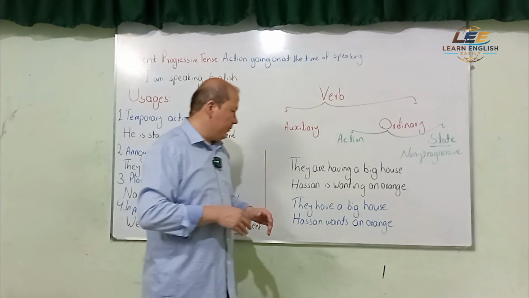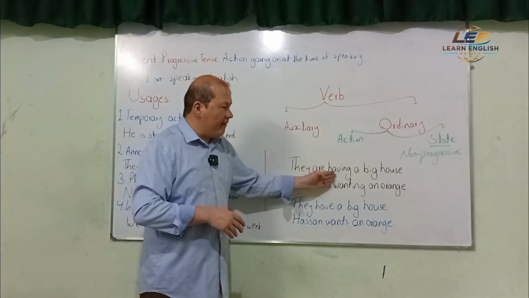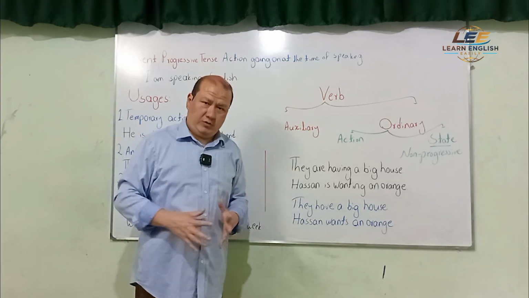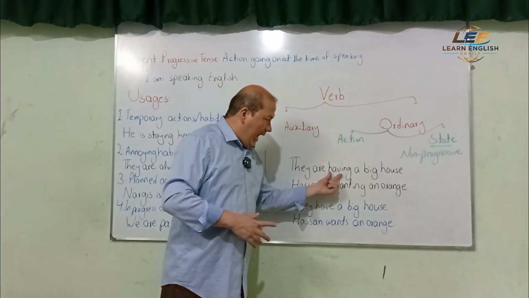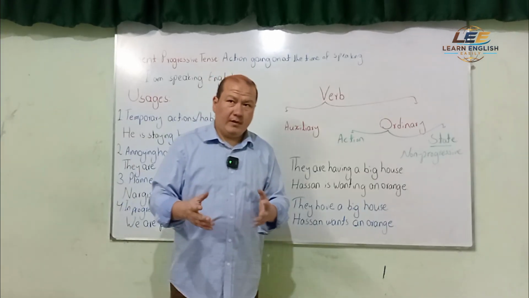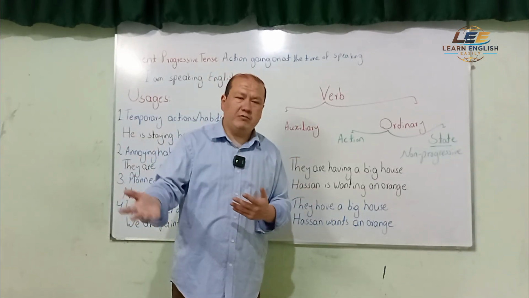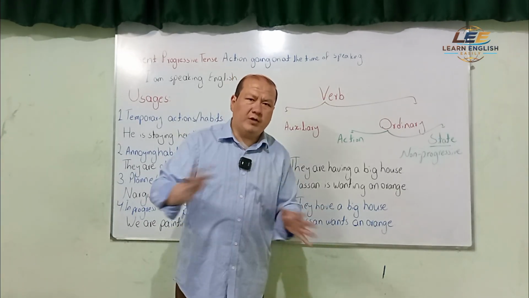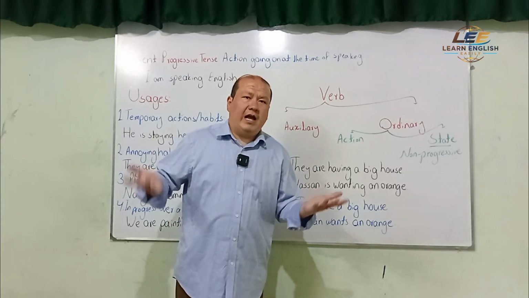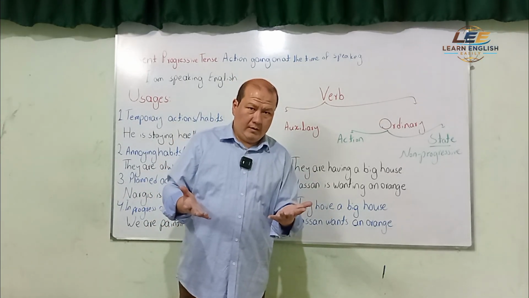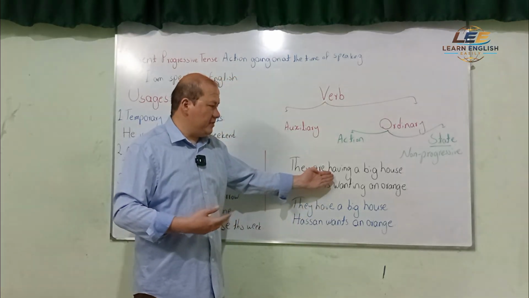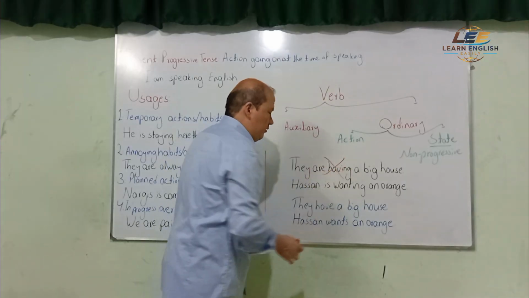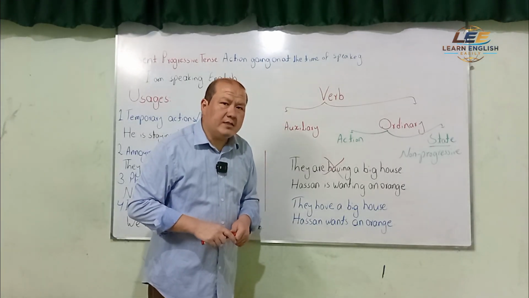Let's have examples. They are having a big house. Have is a state. They are not doing anything. They are not making a house, not buying a house, not building a house, not selling a house. They are not doing anything. They just have a house. It is their state. So in this kind of situation, I cannot say it like this. This sentence is wrong.